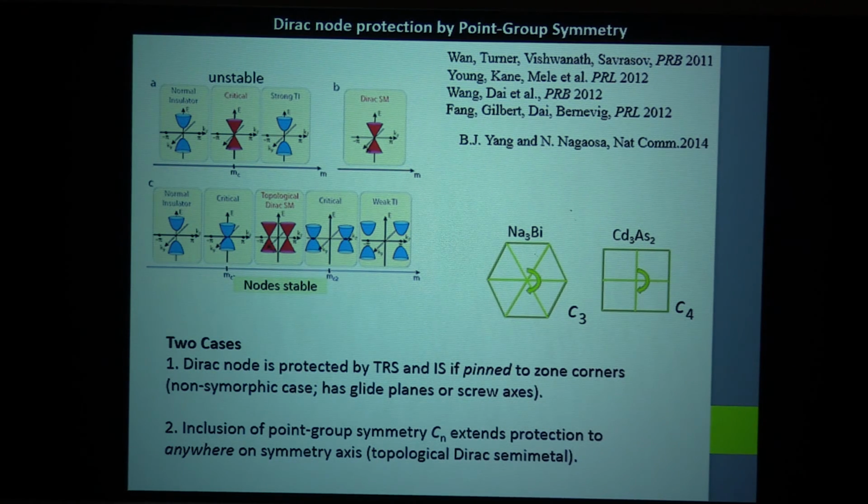Now, many people, of course, have thought about this, and I'm showing only a few of the papers here. I think starting in 2012, Kane's group started to think of this, how might you realize protected Dirac nodes in a three-dimensional material. And they postulated that perhaps if you had time reversal symmetry and inversion symmetry, the nodes will be protected if they are pinned to the corners of the Brillouin zone.